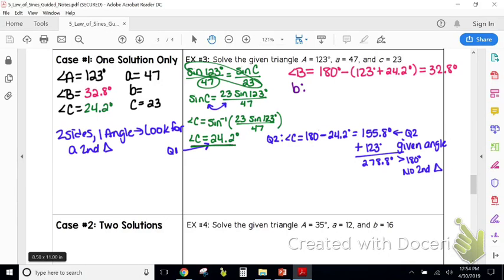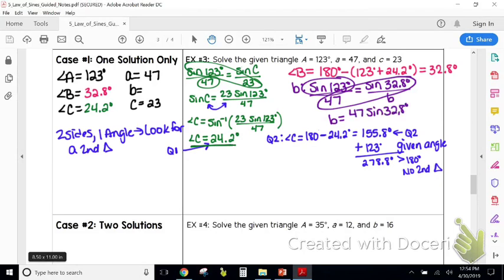So sine of 123 over 47 equals, we're after side B, so we need sine of 32.8 degrees over side B. So we're going to cross multiply our numbers and divide by what's left. So B is going to be equal to 47 times sine of 32.8 degrees over sine of 123 degrees. And so side B is approximately, round it to 3 decimal places, 30.358.